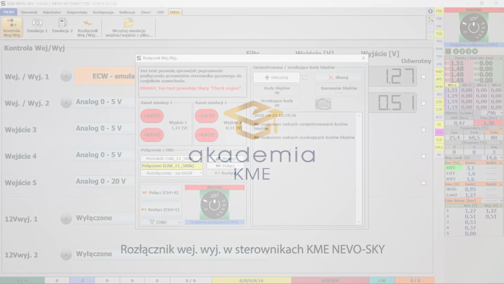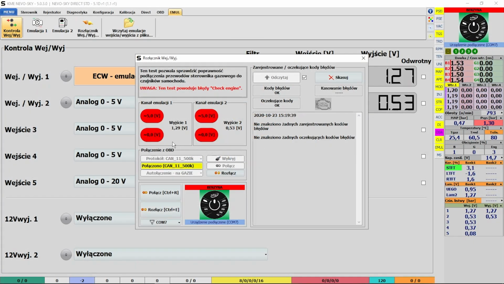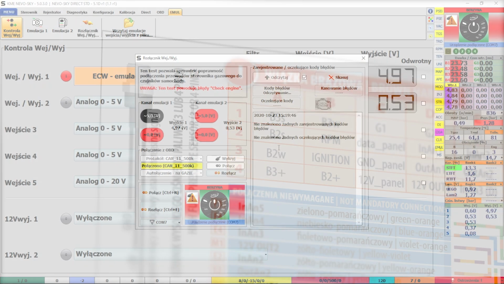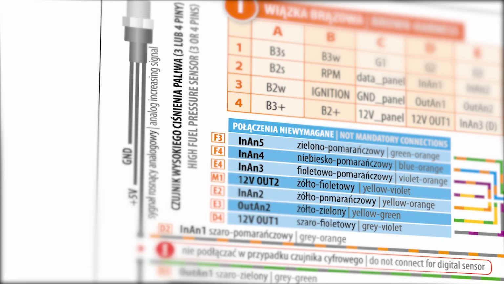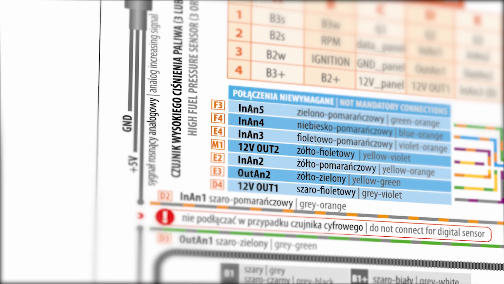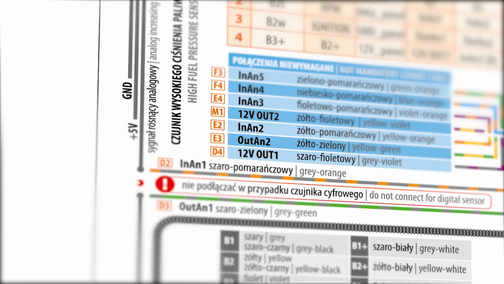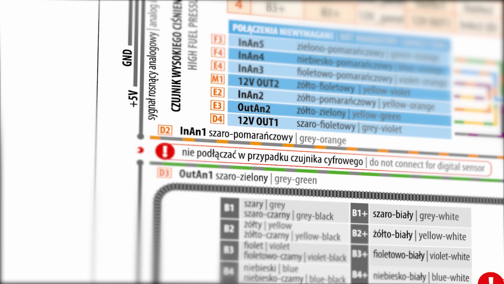In this video, you will become familiar with the input-output switch tool. It is a diagnostic utility designed for verifying the proper connection of signals on emulation channels number 1 and number 2. Remember, in the KME NEVO-SKY direct controller, the high-pressure sensor must be connected to the first emulation channel. It is essential for the correct operation of the gas system.